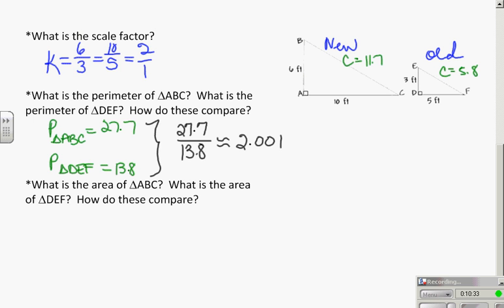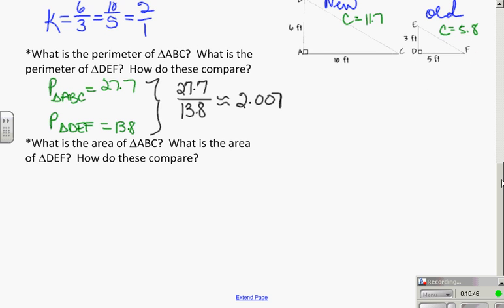This isn't quite 2, but remember you introduced rounding error when you did that Pythagorean theorem. It's close enough. Okay, if you got 2.5, I'd be concerned. If you have 1.998, you're good to go. But remember that rounding error.